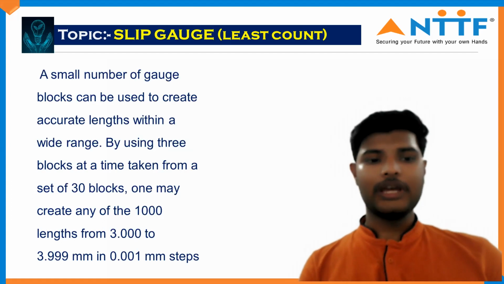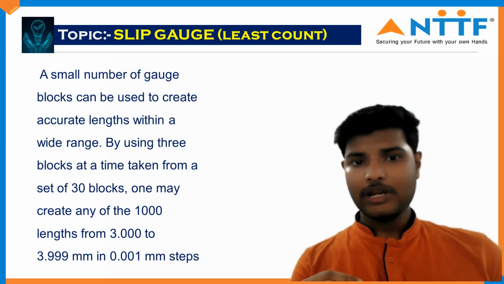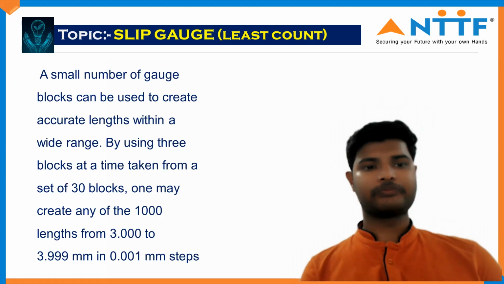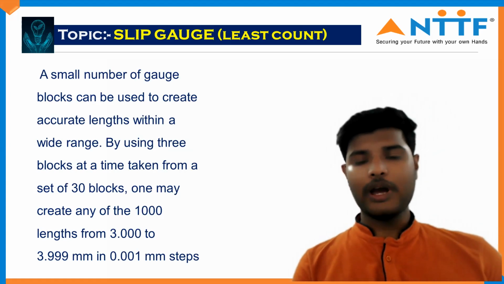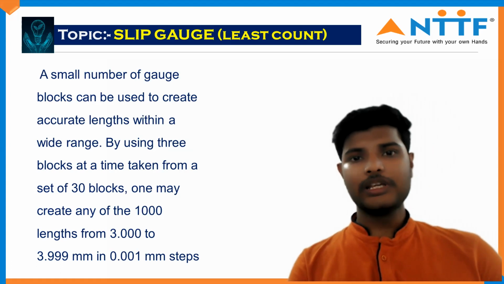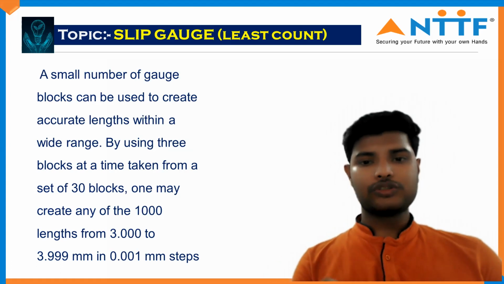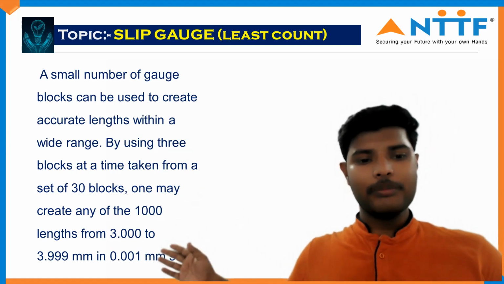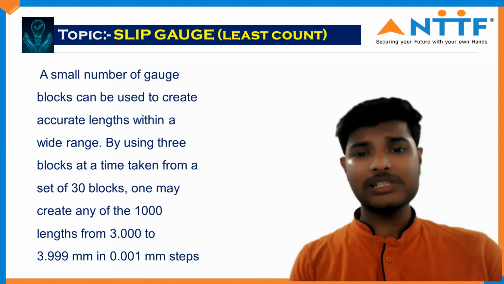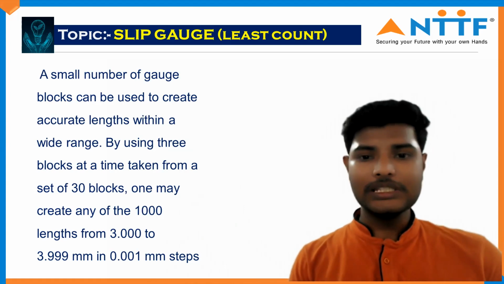Now, as I said, we are going to talk about least count. The smallest least count is in this gauge. As we know, this least count is 0.001. So here is a small example. In this lengthy topic we could learn many things, but I'll give you one smallest example that you can refer to easily.